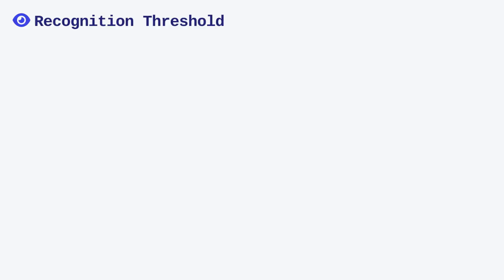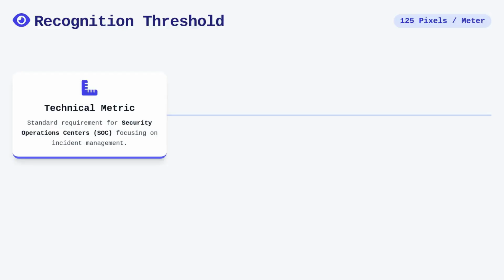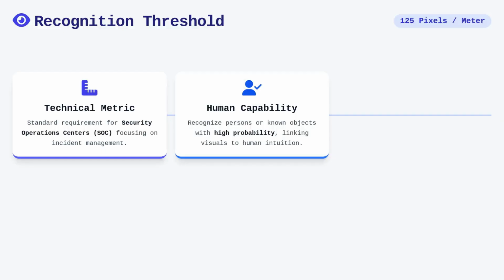Recognition brings us to a threshold of 125 pixels per meter, which is arguably the most common requirement for security operations centers that focus on incident management. At this density, the operator can recognize a person or a known object with a high degree of probability, even if the individual's face is not perfectly clear. This is where you begin to link the visual stream to human intuition, allowing an officer to decide whether someone is a threat or merely a visitor.